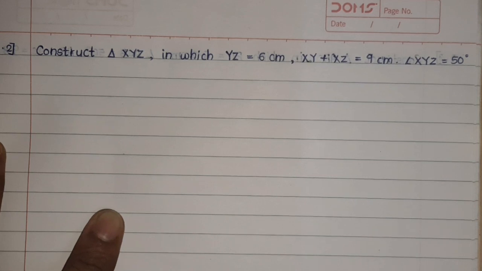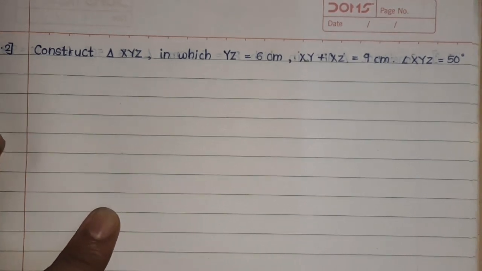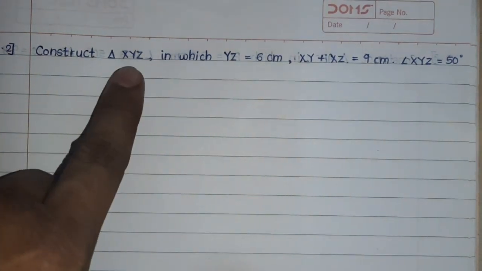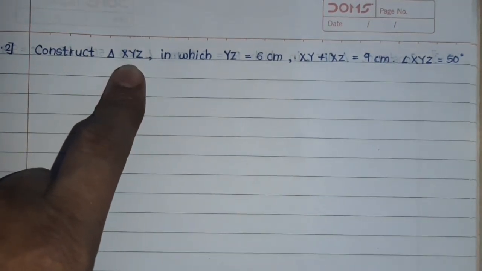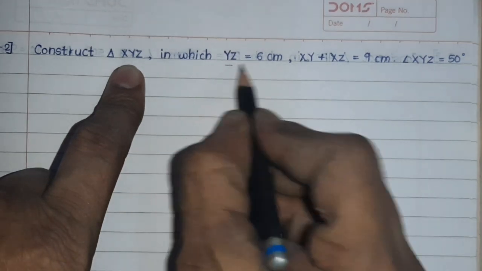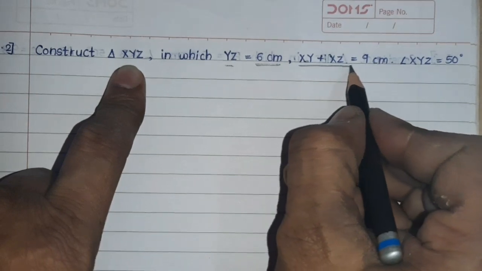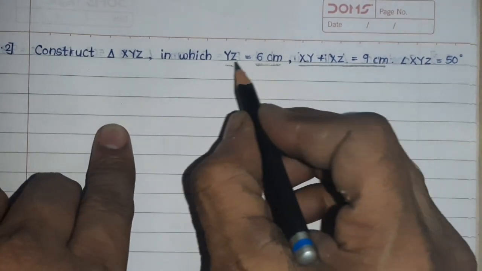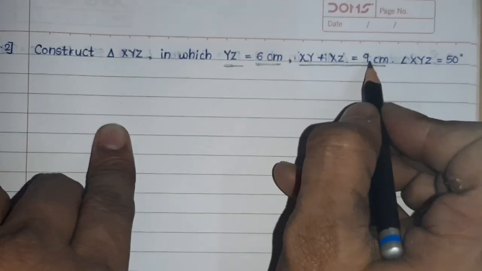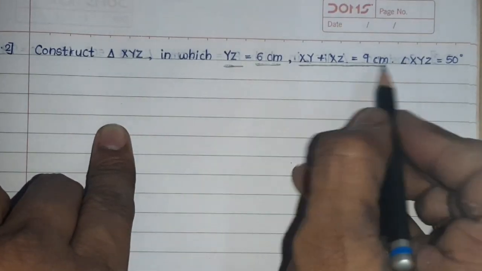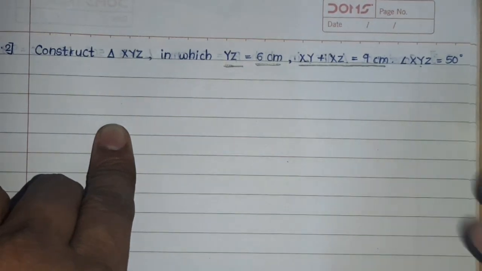Now for that purpose, first of all, we have to find out the type. Construct triangle XYZ. The name of the triangle is triangle XYZ. YZ is 6 cm. Then XY plus XZ is 9 cm. That means the base is given, the sum of two sides is given, and one base angle. Base is YZ, and angle Y is there. Therefore, it is 50 degrees.